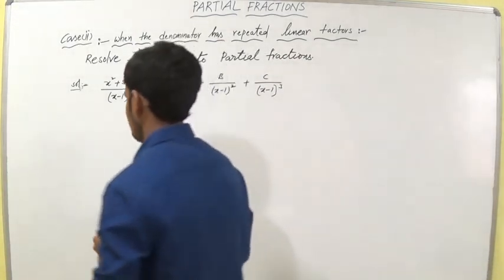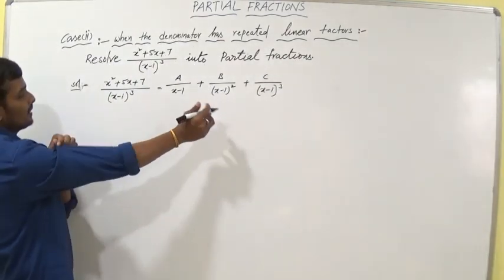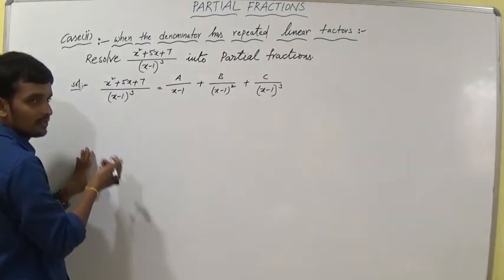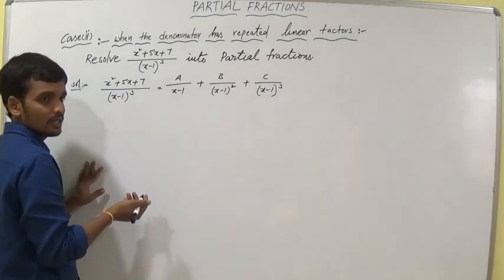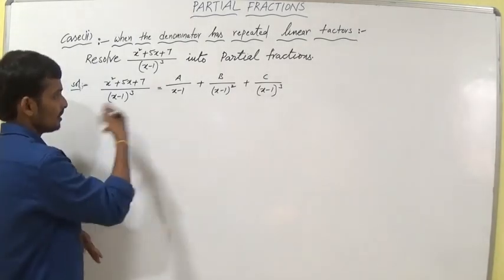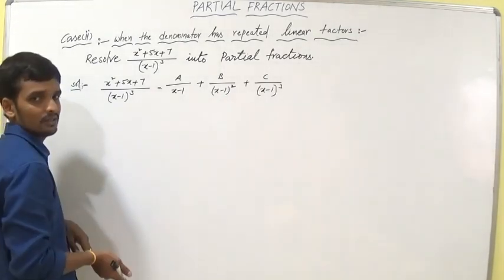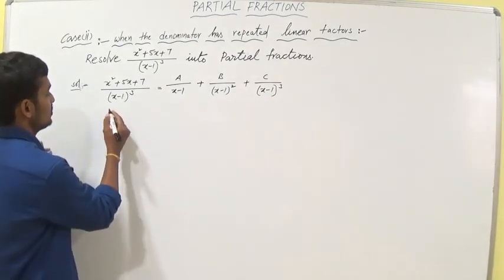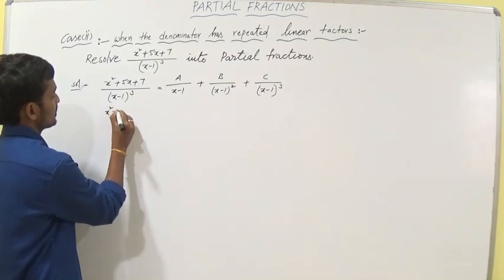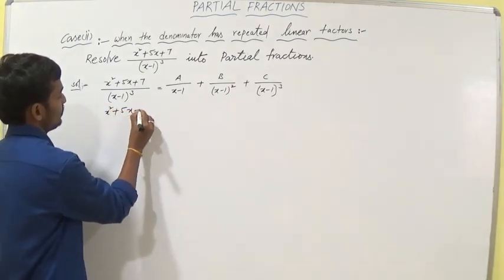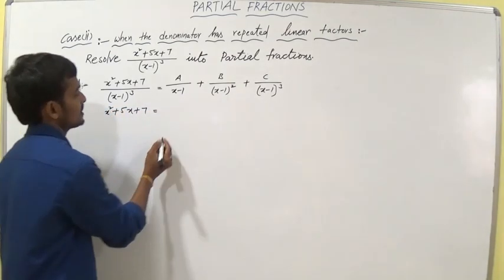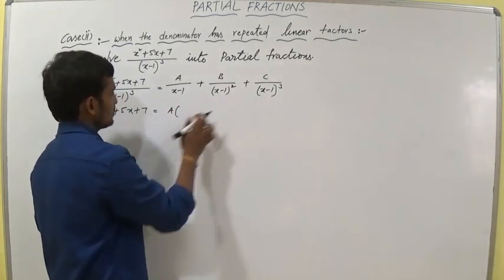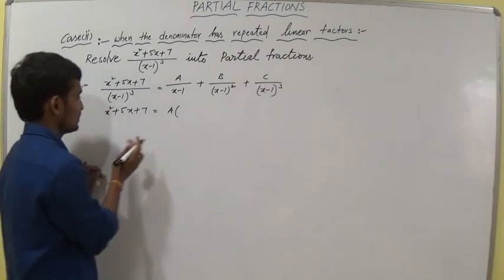So we can proceed. Apply the LCM of the denominators. These steps we can write in a very easy way, a shortcut way, so that the denominators are cancelled and we can get the answer. That means we have to reduce the steps, so we can do it directly. x square plus 5x plus 7 is equal to, can you guess? A into the LCM. Shall I write one step? Okay, I can write.